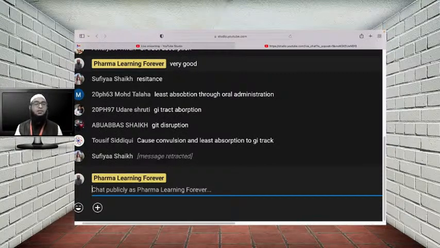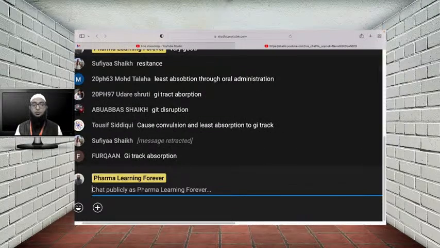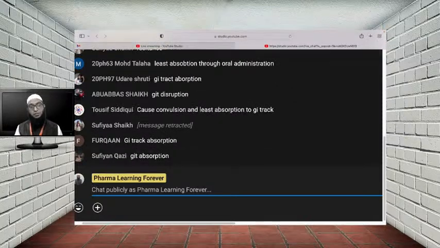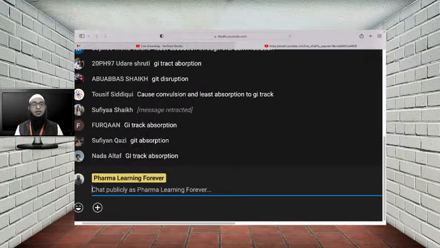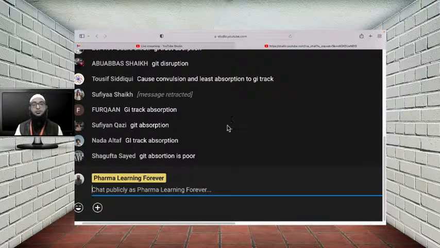So that is only with the intrathecal administration. It doesn't produce the convulsion if you are giving through the IV or intramuscular route. So the convulsion is a problem with the intrathecal administration. So sending the drug toward the brain is the major challenge in the case of penicillin.